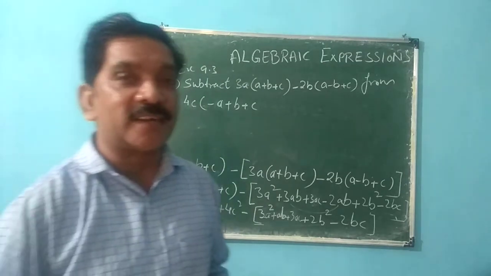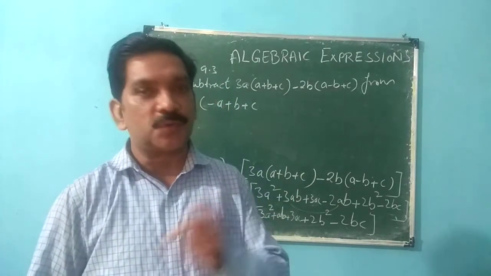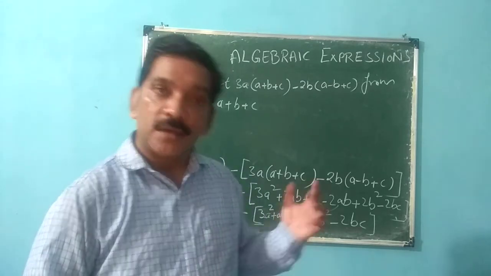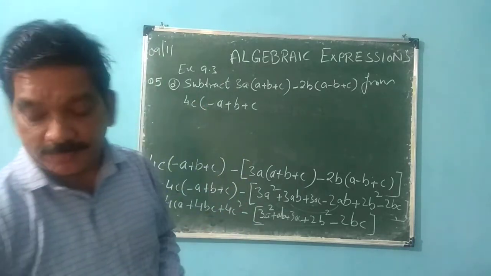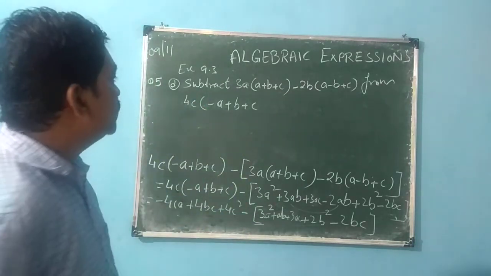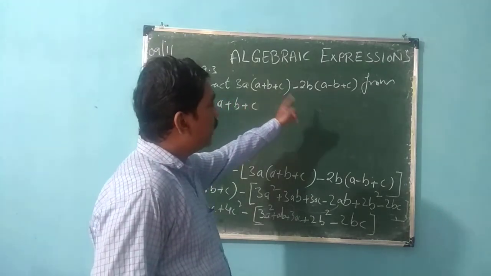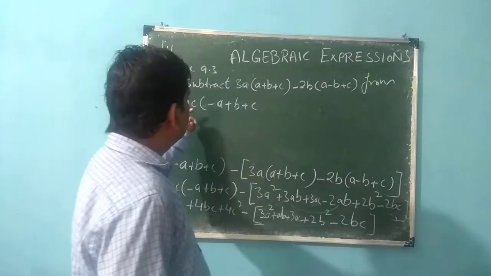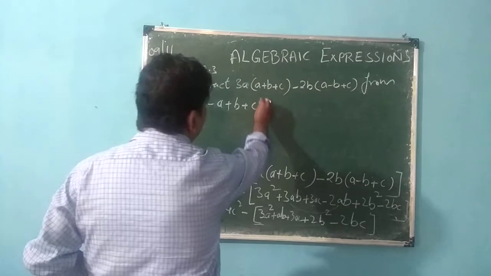So we have already started exercise 9.3 and we know very well how to add and how to subtract. Let us take one more question on subtraction, and the exercise is 9.3. Let me read the question first. Subtract 3a(a + b + c) minus 2b(a - b + c) from 4c(-a + b + c).